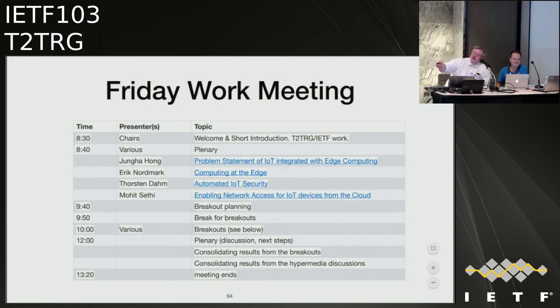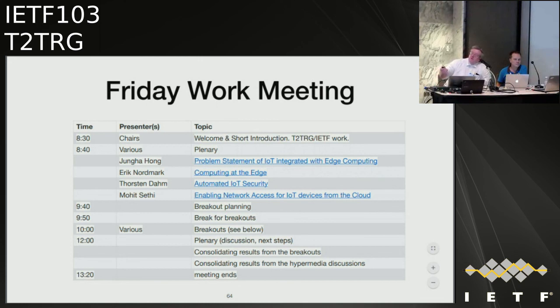And then at 9:40, we want to discuss what are good breakouts to have. So we are not going to sit in plenary. We're going to divide ourselves into two or three breakouts and do these from 10 to 12. And then at the end, sit together and pull together the information that we have learned.